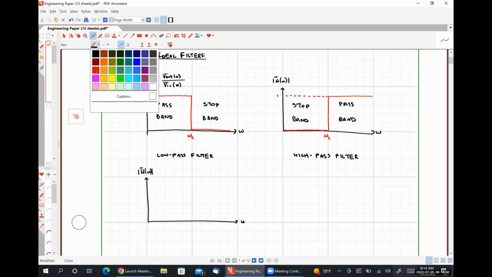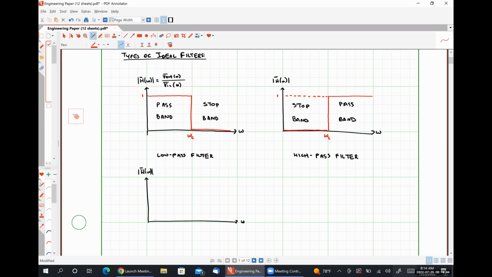So in this particular circuit, we attenuate everything until a certain point. I'm going to call this frequency omega low, at which point we begin to pass signals until we reach a second frequency, which I'm going to call omega high, and then we attenuate everything again.